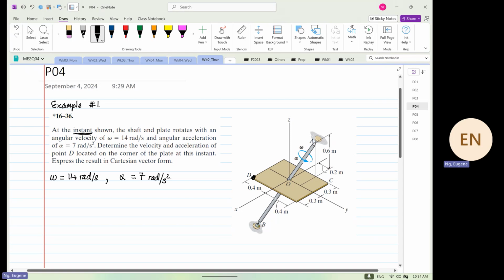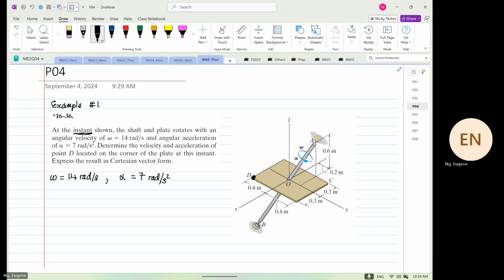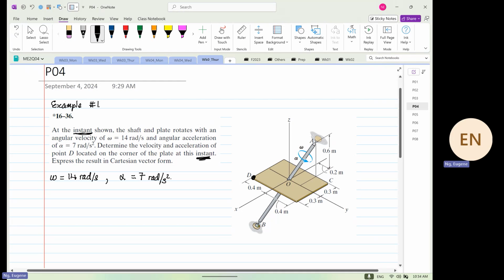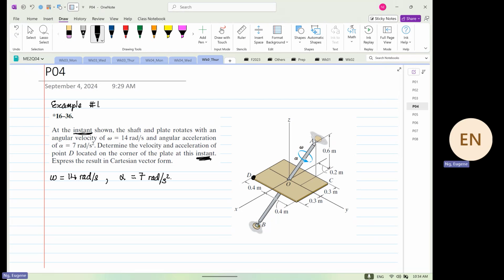All right, of point D, located on the corner of the plate at this instant. Again, they highlight at this instant. Express the results in Cartesian form. Okay, so we know by looking at the diagram, it is rotating in what direction? Anti-clockwise, right? So how about we deal with solving by this?